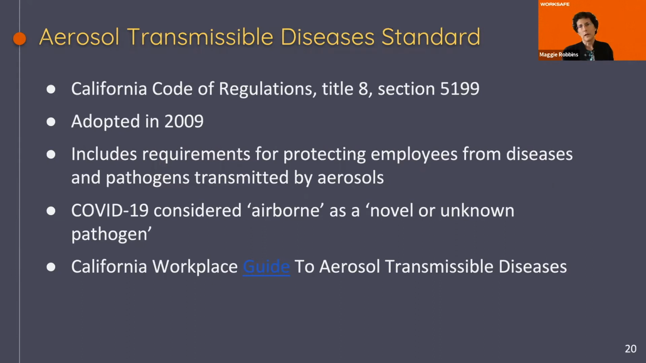Despite a lot of apparent uncertainty that you might have read about in the media about whether COVID is airborne or not, the way the standard is written, COVID would actually be covered as an airborne disease because it is a novel or unknown pathogen. There's an appendix in the standard that lists the covered diseases, and novel and unknown pathogens are covered as airborne transmissible until you have clear evidence that they're not.